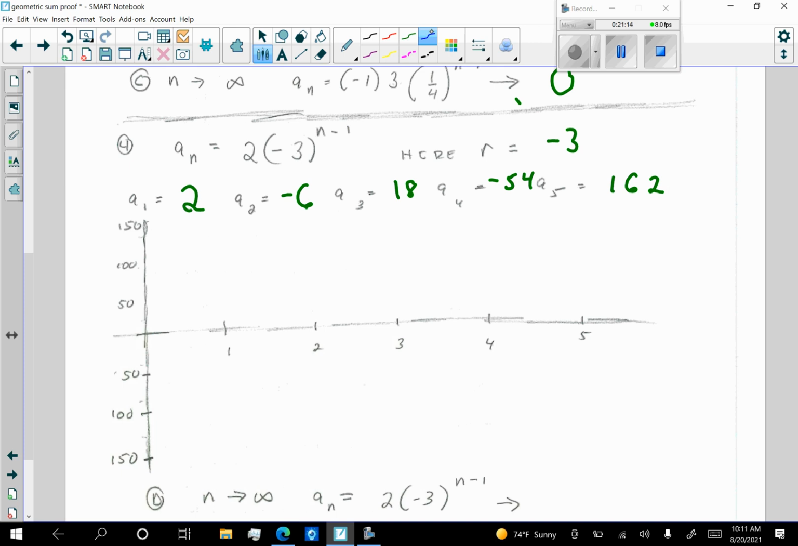Okay. Well, let's graph these rascals. We'll graph these in blue just for giggles. First one is 2. Way down there. -6. A little farther out. 3 is 18. Jumps up here. 4 is -54. Jumps out there. And then 5 is what? Way up here.